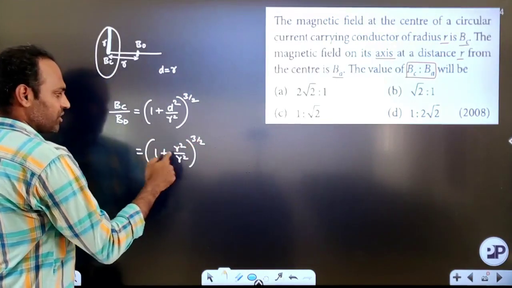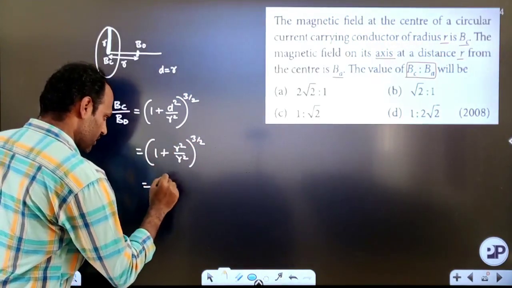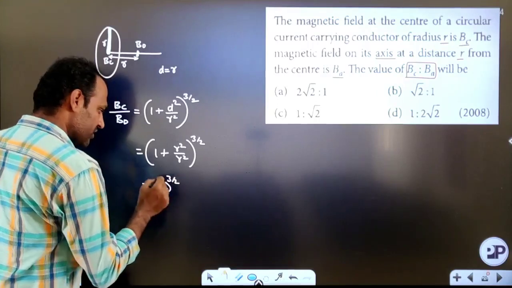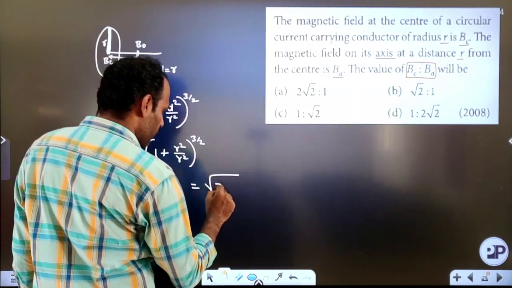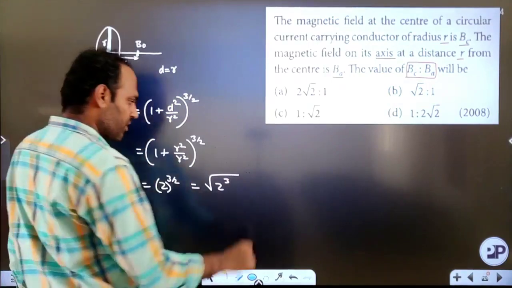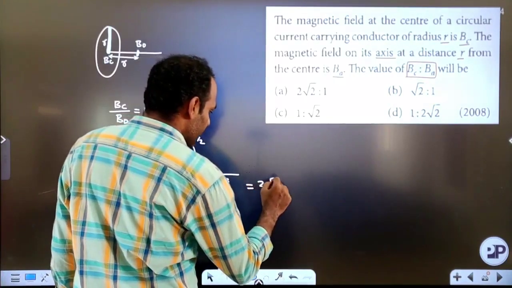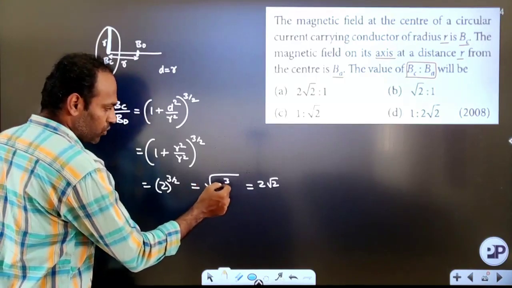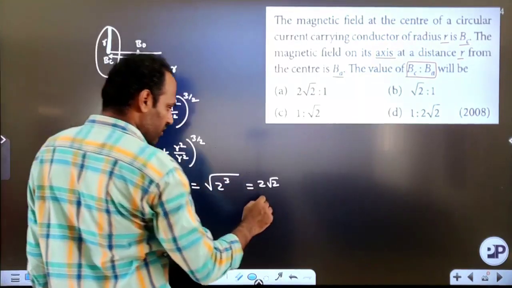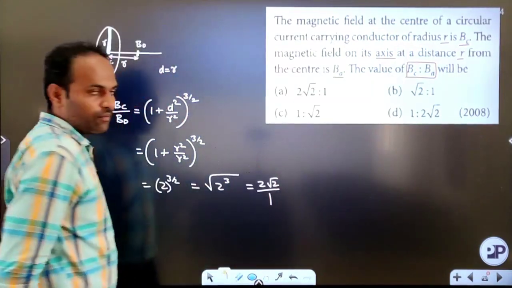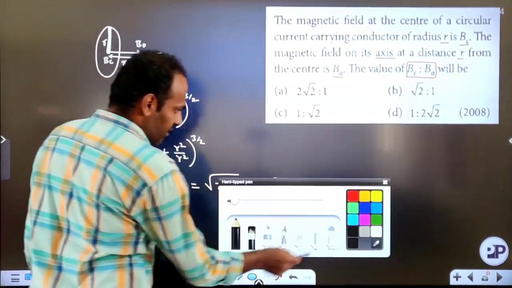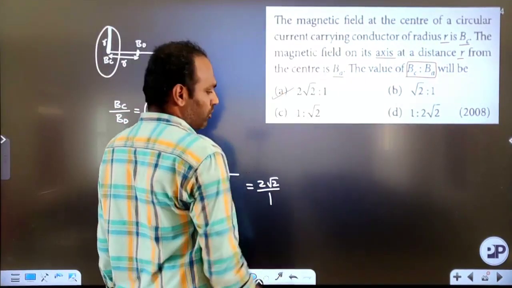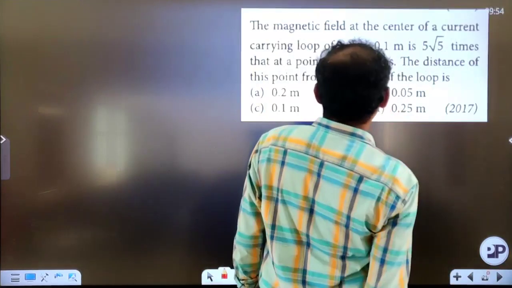So this is 1, 1 plus 1 is 2, 2 raised to 3 by 2. 2 raised to 3 by 2 means what is that? Square root of 2 cube. Square root of 2 cube means I can write it as 2 root 2. Correct? 2 root 2. Either way, 2 square into 2, taking 2 square outside gives 2, and root 2 remains. So 2 root 2 is to 1. This is the answer. Correct? So that is option A. Option A is correct. Let us go to the next question.